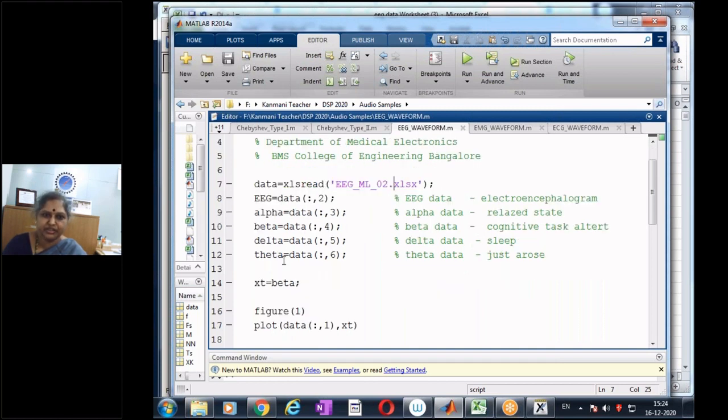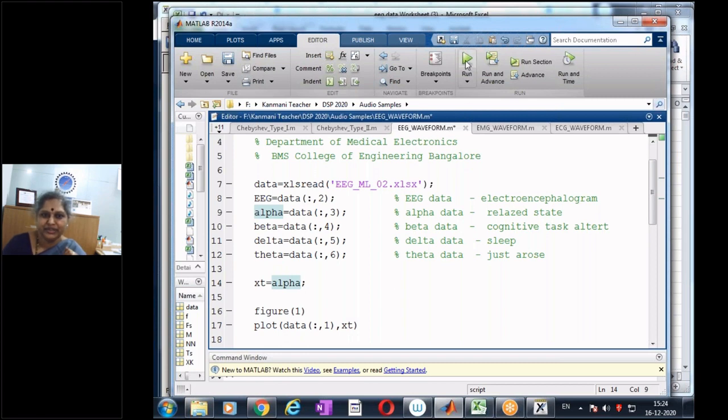So to start off, let's just look at the alpha waveform. Each column I'm reading: the alpha is the third column, beta is the fourth column, the delta is the fifth, and so on. Each of them has a significance to the behavior. The alpha data is relaxed state, the beta is cognitive alert, whereas the delta is the sleep state and so on. This is not my domain, but I'm just trying to capture the data and get the spectrum.